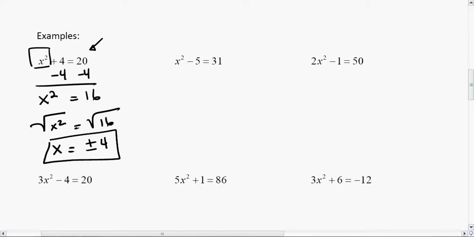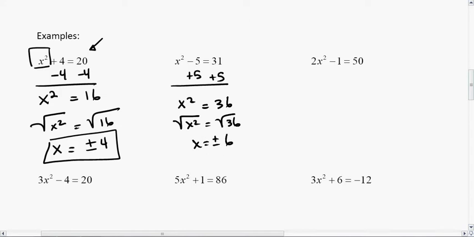Let's try the next one. x squared minus 5 equals 31. Add 5 to both sides, which leaves me x squared, not x cubed, x squared on the left equals 36. Take the square root of both sides, and x equals plus or minus 6.